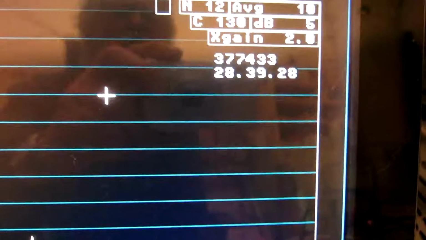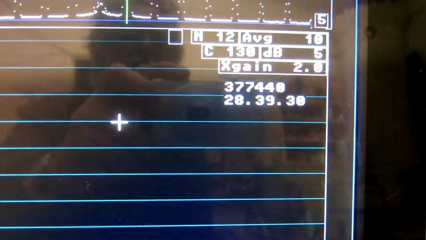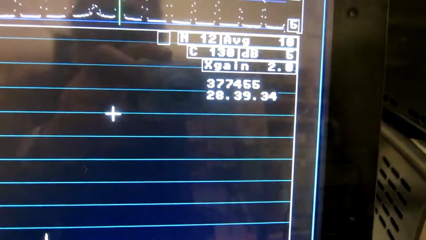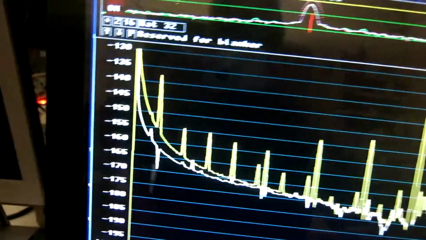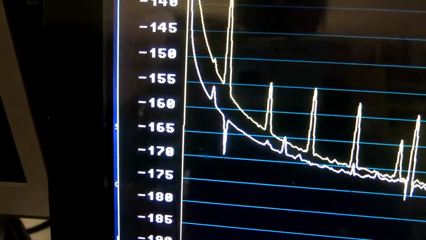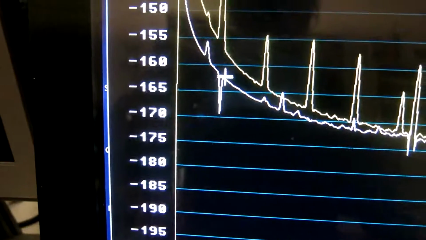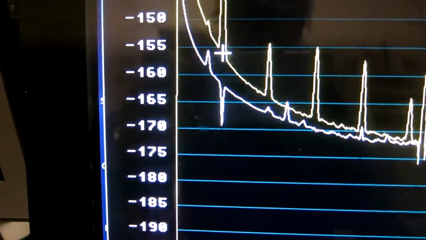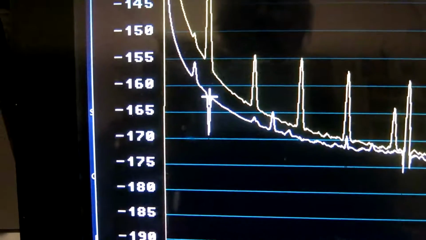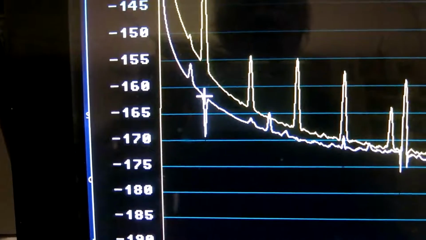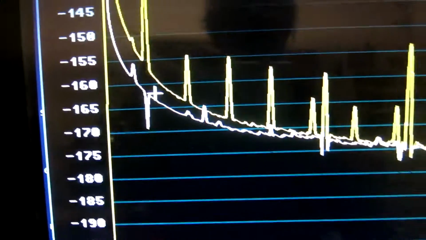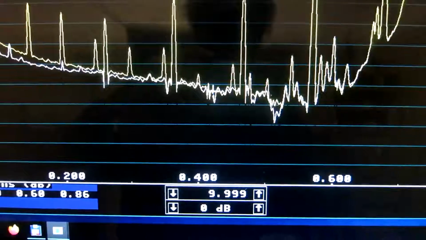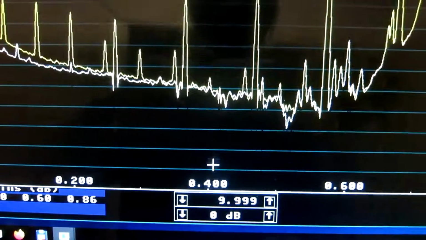After 28.5 hours, 377,000 averages, this is what I see. 50 Hz, phase noise about minus 156, AM noise about minus 163. And then it goes like this. Here I have a problem at a little bit above 400 Hz.